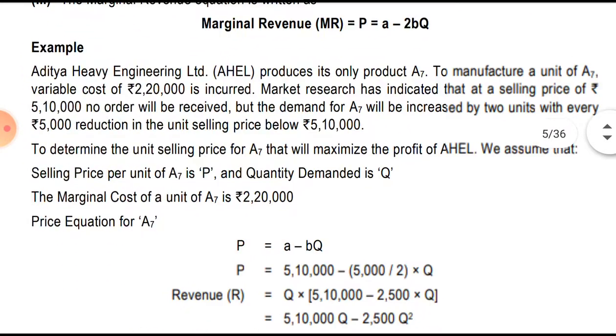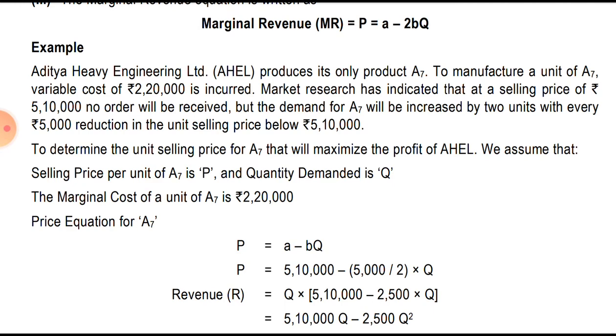Illustration 1. Aditya Heavy Engineering Limited, that is AHEL, produces its only product A7. To manufacture a unit of A7, variable cost of 2,20,000 is incurred. Market research has indicated that at a selling price of 5,10,000 no order will be received. So this will be A. 5,10,000 will be considered as A, but the demand for A7 will increase by 2 units with every 5,000 reduction in the selling price below 5,10,000.